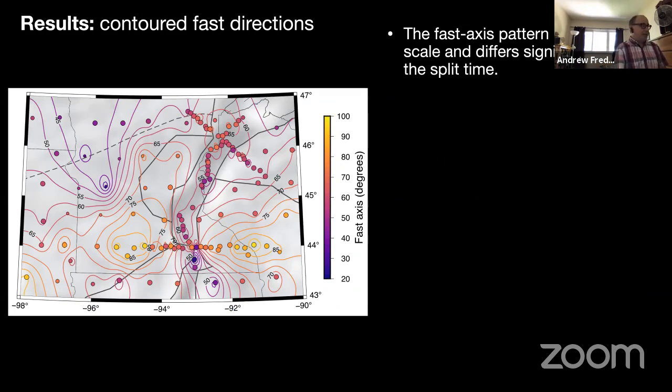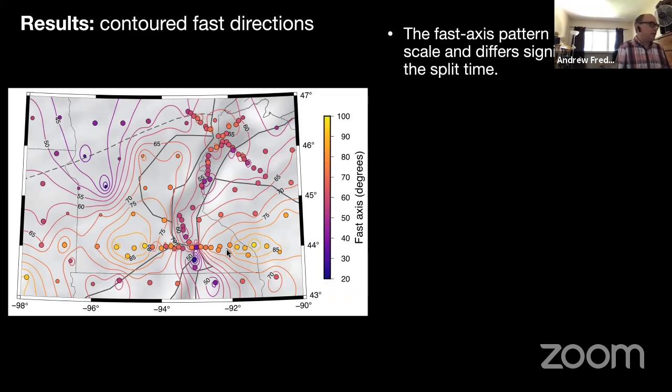But if you look at the fast direction pattern, there we see stuff that seems more related to crustal geology. In particular, I want you to note these two regions here in yellow, which correspond to a split fast axis of around 90 degrees, which means roughly east-west, because this is an azimuth, compared to within the rift, where you've got something closer to 45, 50 degrees. So northeast, southwest. So there's a significant rotation happening, and you can see it's quite spatially coherent.